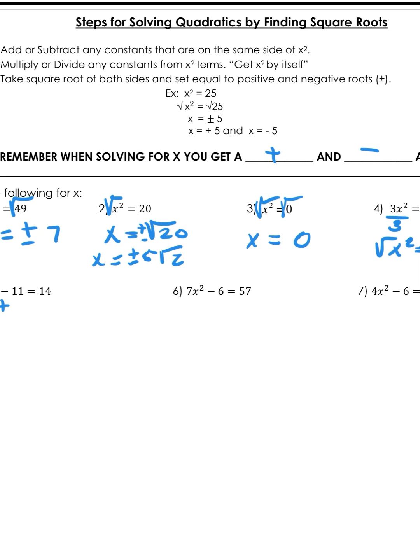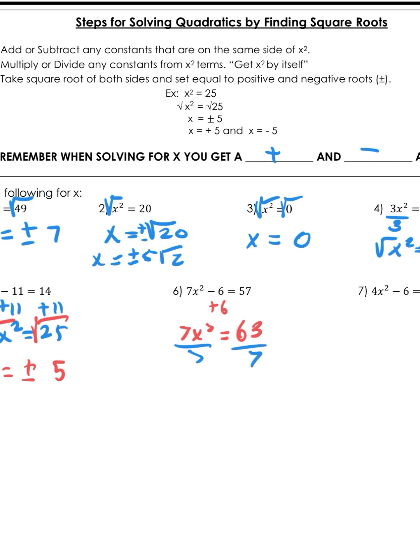And here, you're going to add 11 to both sides. So you get x squared equals 25. When you square root both sides, you get x equals plus or minus 5, two solutions. Here you'll add 6 to both sides. You get 7x squared equals 63. When you divide by 7, you get x squared equals 9. When you square root both sides, you get x equals plus or minus 3.